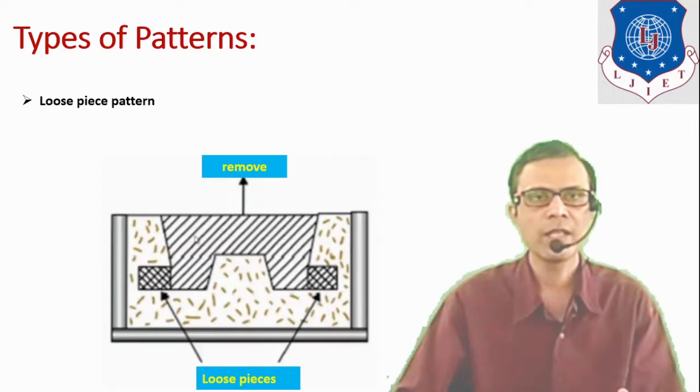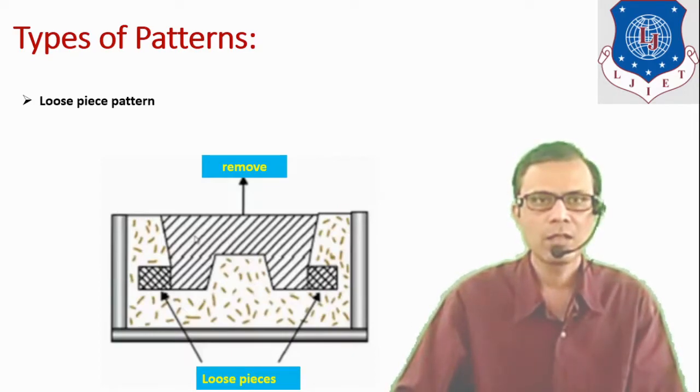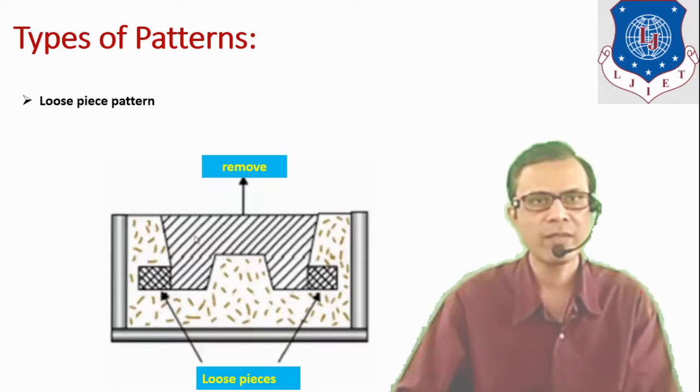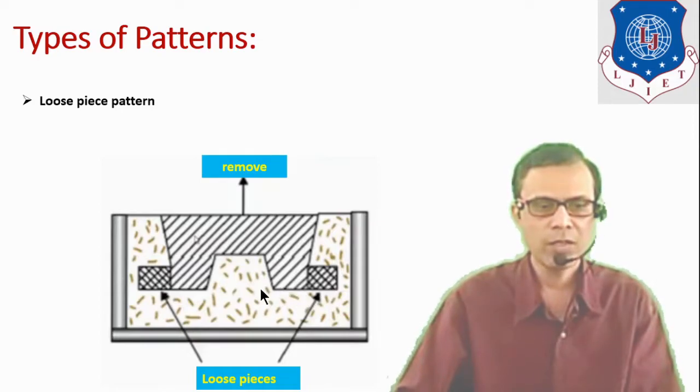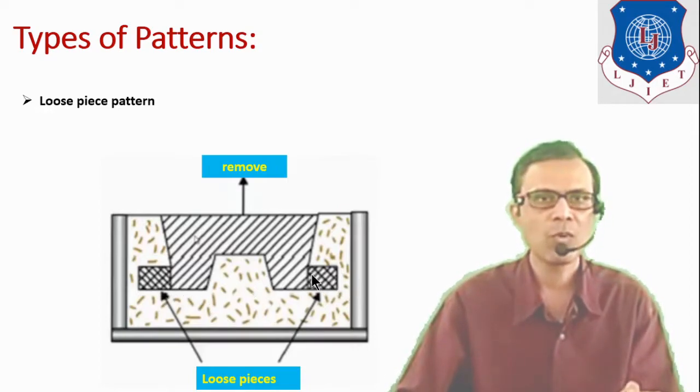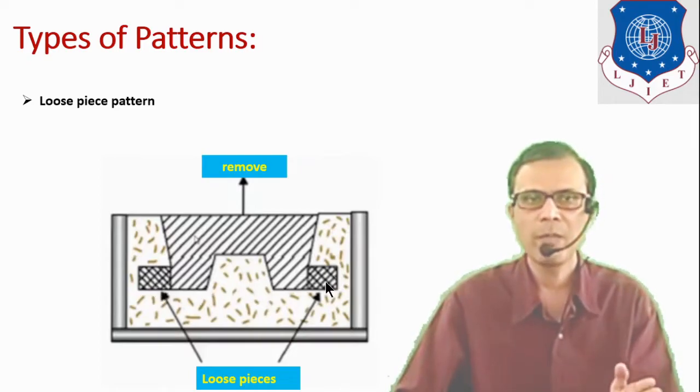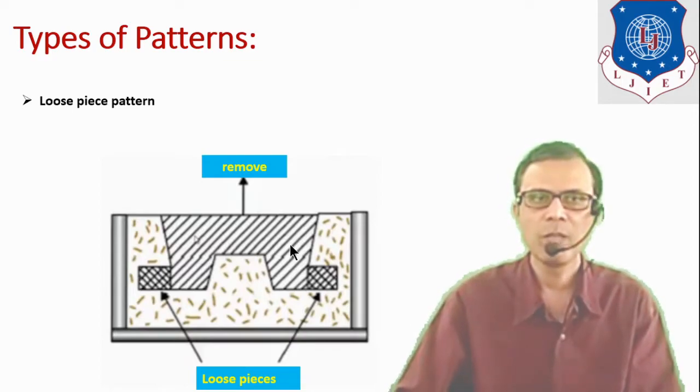Next type of pattern is loose piece pattern. Some components contain projected parts. Projected part means extension of the surface. A simple example is shown here. It is a pattern and these two pieces are projected parts. So this type of projected part can be made with the help of loose pieces. These pieces will be made separately. Patterns for these pieces will be made separately and separately they can be molded with the main pattern.